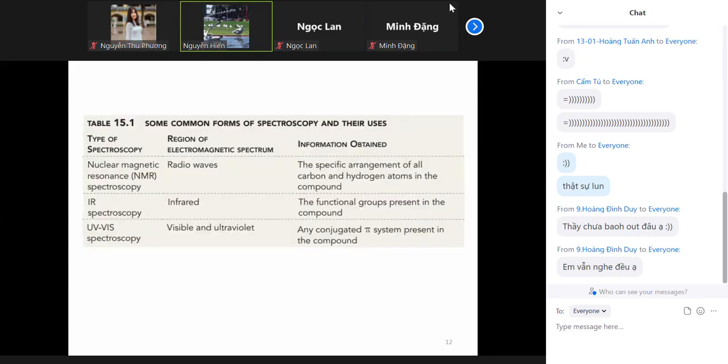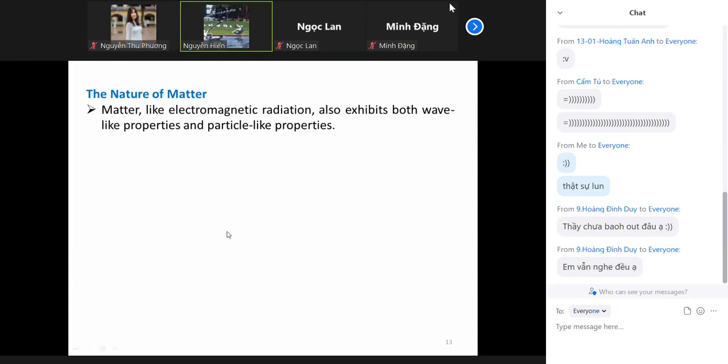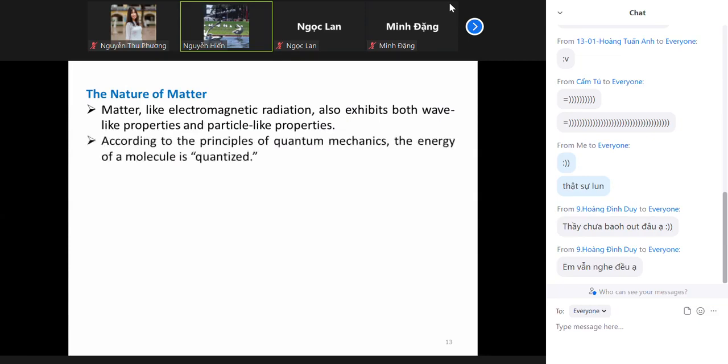Okay, so the previous slide is about the nature of light. Light has two properties, wave and particle. And the next part is about the nature of matter. Matter, surprisingly, has many common properties with electromagnetic radiation. Matter also exhibits both wave-like and particle-like properties. And for me, till now, I'm still very confused about these quantum things. So according to the principle of quantum mechanics, the energy of a molecule is discrete.